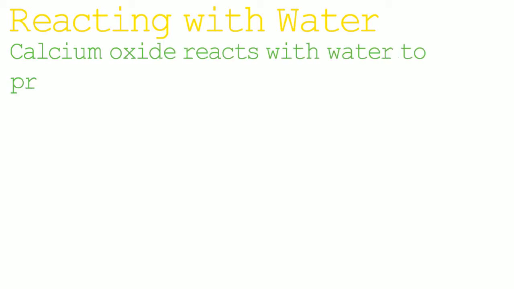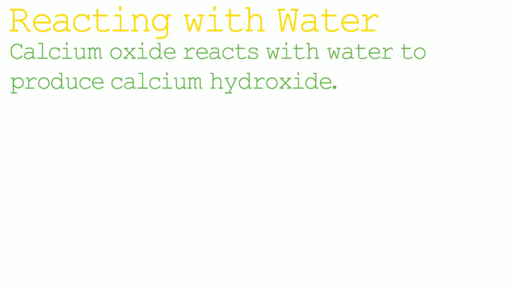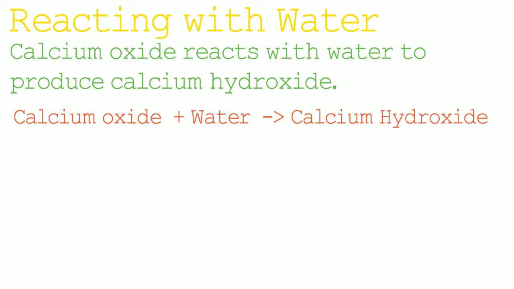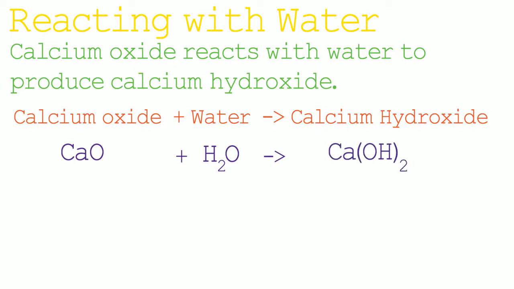We are now going to have a look at what happens when we react calcium oxide with water. Calcium oxide reacts with water to produce calcium hydroxide. So we get calcium oxide, which is CaO, plus water, which is H2O, and that gives us calcium hydroxide. And this has the chemical formula Ca(OH)2. So when calcium oxide reacts with water, it gives us calcium hydroxide.